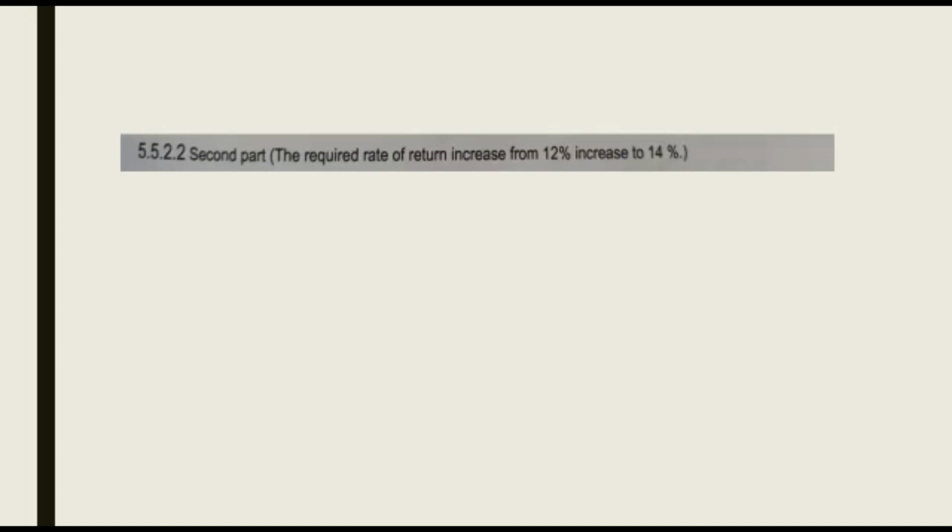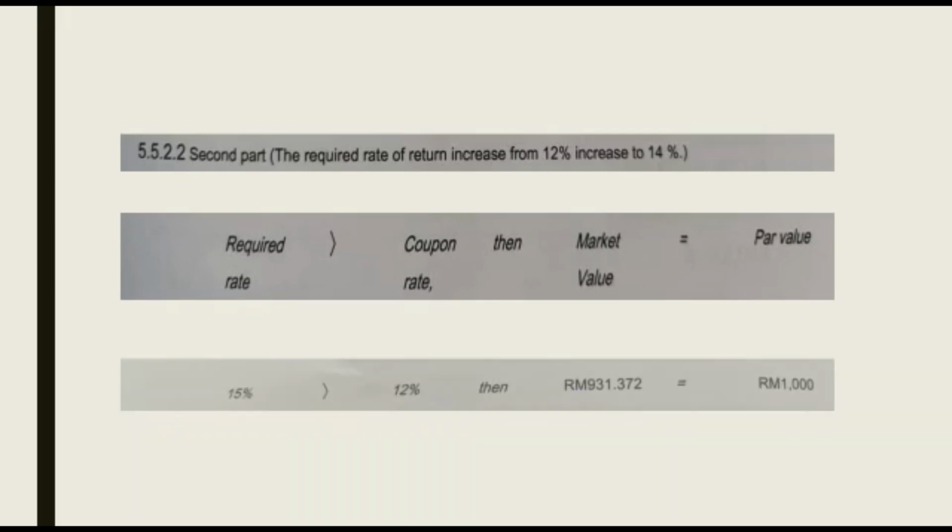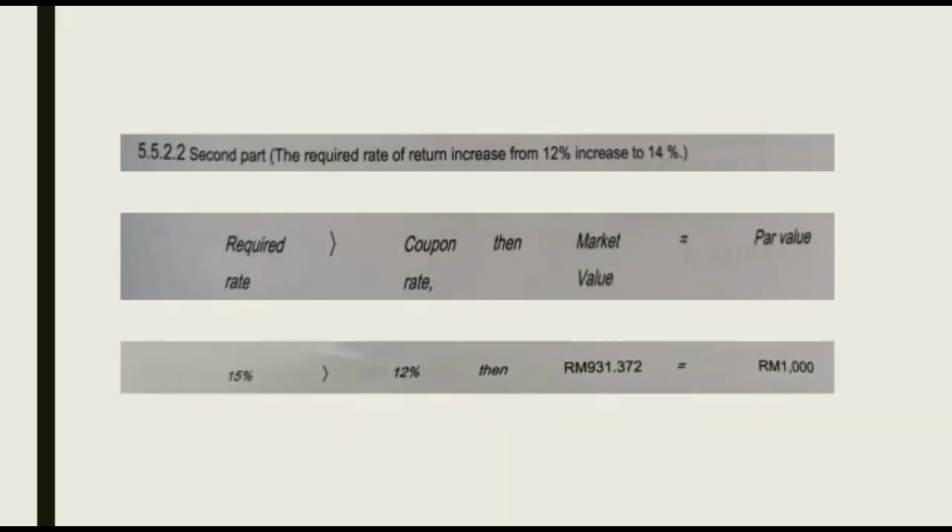Now we are going to the second part. We imagine that the required rate of return increased from 12% to 14%. When the required rate is bigger than the coupon rate, then the market value is less than the par value. The required rate is 14%, bigger than the coupon rate, which is 12%, so the market value is 931 and the par value is 1000. We can see this easily in the picture I have shown before.